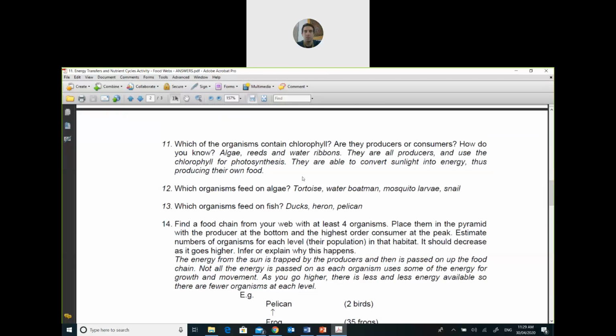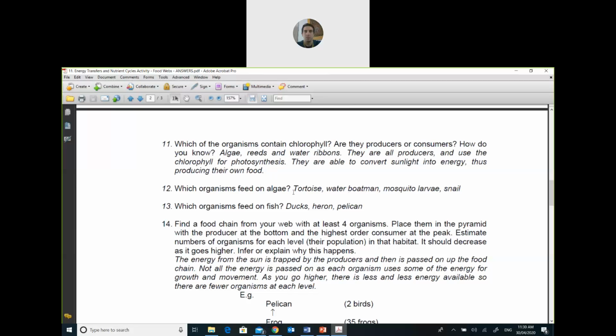So which of the organisms contain chlorophyll? Are they producers or consumers? How do you know? Well, only the producers will contain the chlorophyll because that's where the light energy is converted into organic energy. So the algae, reeds, and water ribbons are all producers and use chlorophyll for photosynthesis. So they convert the light into energy, producing their own food.